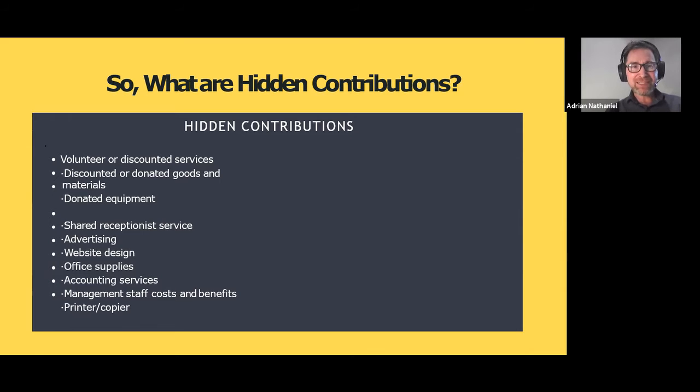Any volunteer services that you access, any discounted or donated goods or materials that you've received, or donated equipment, any shared receptionist service, or shared things like printers or copiers, any office supplies or accounting services that are provided to you.